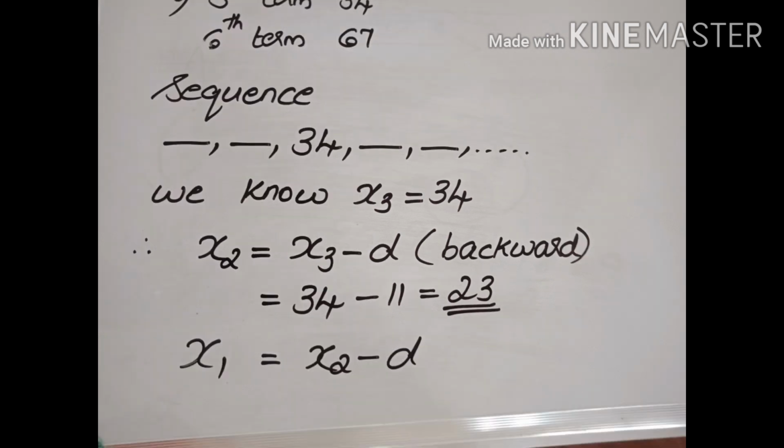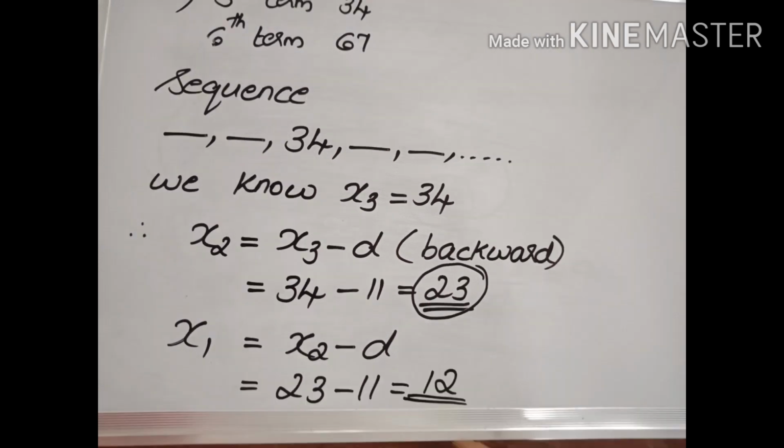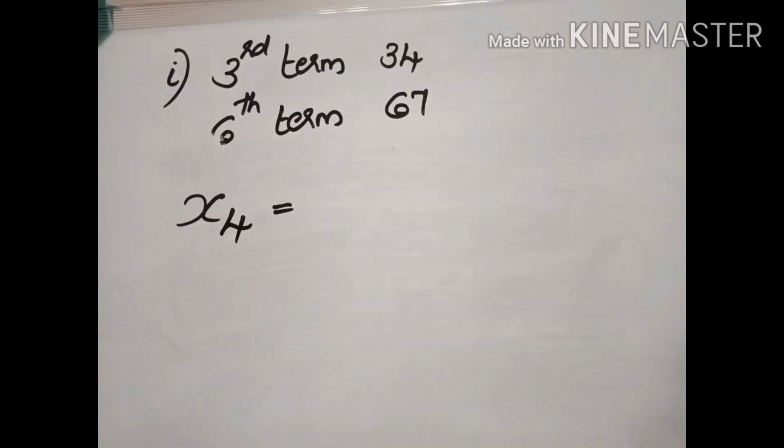Now from the second term we can find the first term. So that is x1 equal to, from x2 we have to subtract common difference. So x2 minus d, that is equal to 23 minus 11. Again answer will be 12. So first term is 12. So first term, second term, third term up to we know. Now next we have to find the fourth and fifth term. First 5 terms we have to find.